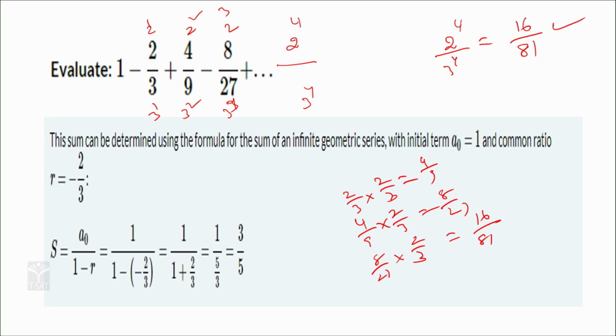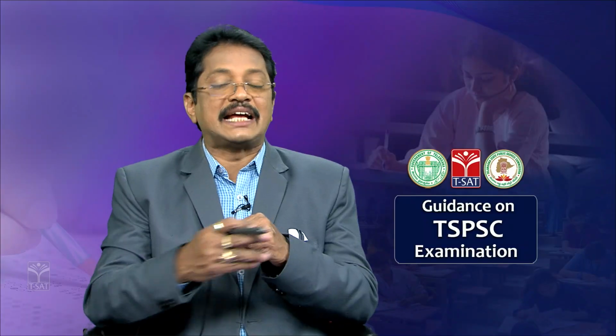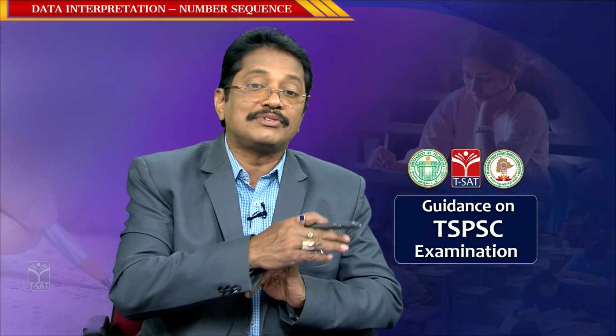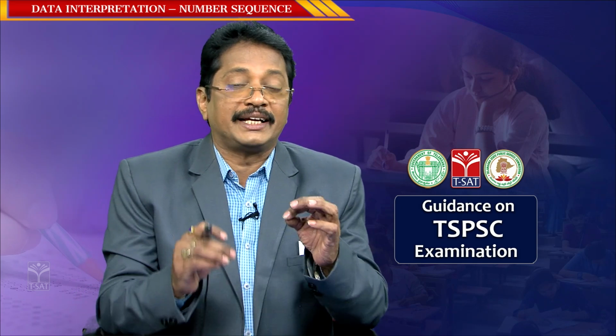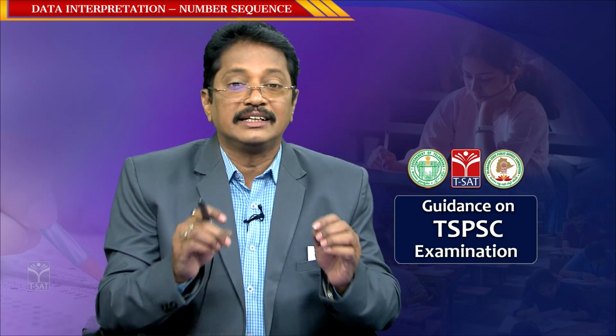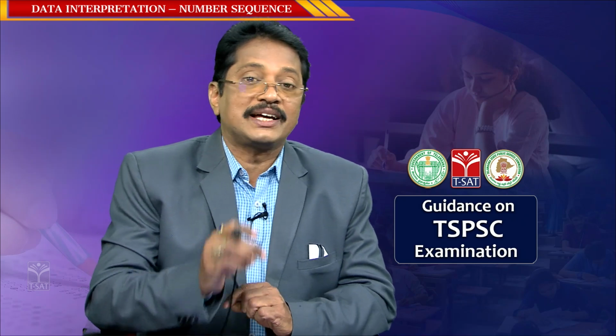Okay. So each number is generated by multiplying by a fixed number. We call it the common ratio. But here minus and plus come alternately, so the common ratio is minus 2 by 3. When the value is less than 1, there is a possibility to test that series as an infinite series. So it's very clear it's an infinite series. It is an infinite geometric progression.